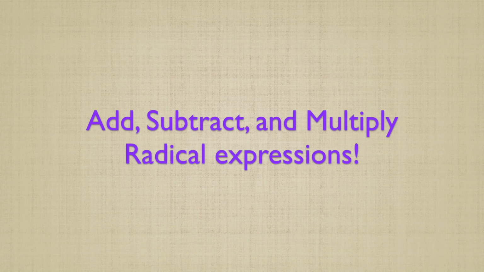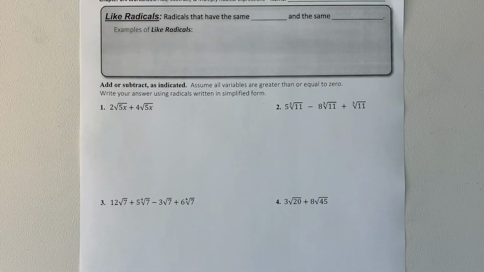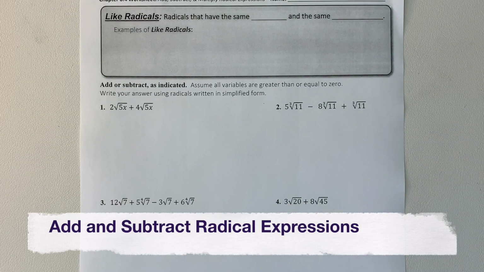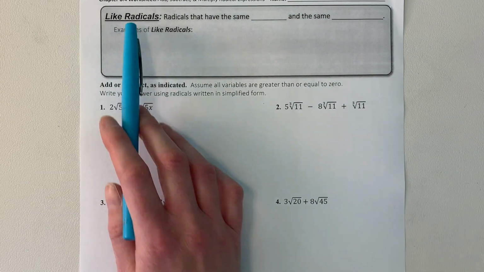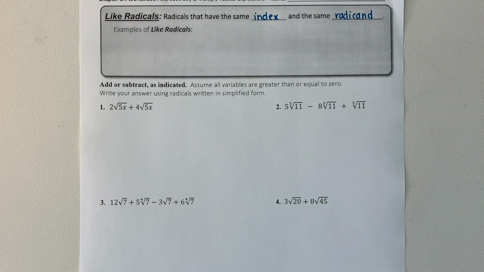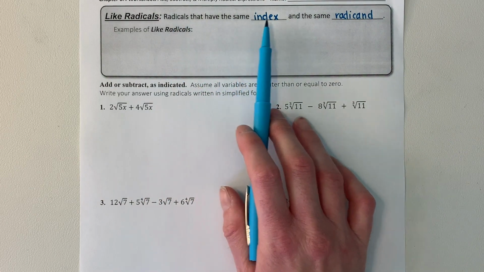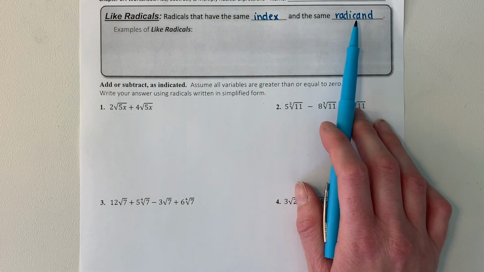In this lesson, we're going to learn how to add, subtract, and multiply radical expressions. We're going to start by learning how to add or subtract radical expressions. In order to add or subtract radical expressions, we need to understand what like radicals are. Like radicals are radicals that have the same index and the same radicand.